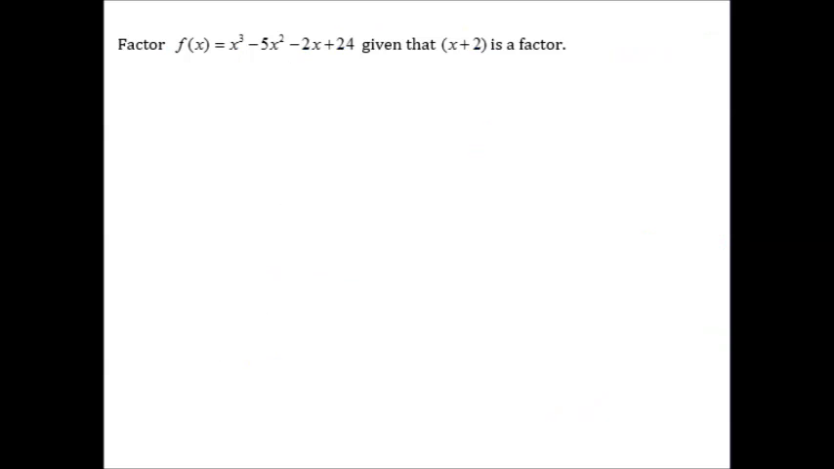Let's try one more like these. Factor f of x is equal to x cubed minus 5x squared minus 2x plus 24, given that x plus 2 is a factor. If x plus 2 is a factor, then we're saying k is negative 2. And that's what we're going to use for our synthetic division. Negative 2 goes on the outside, and our coefficients are 1, negative 5, negative 2, and 24.